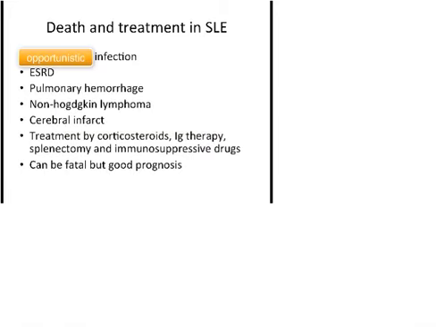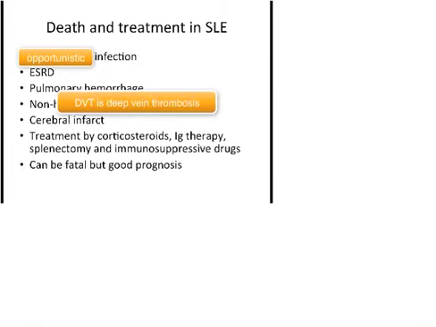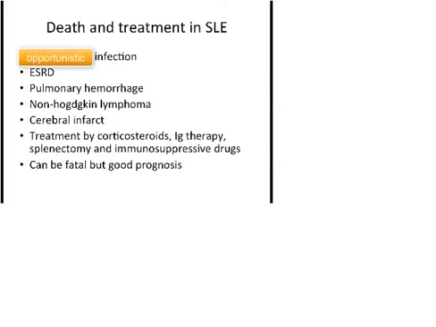In SLE, you can also get certain lymphomas, such as non-Hodgkin. Cerebral infarct can be due to multiple thromboses that you might get in your cerebral vessels. You can also get thrombosis in your deep veins, usually in the lower limb, and we usually abbreviate it DVT, deep venous thrombosis. This can result eventually in pulmonary embolism, which will cause pulmonary problems.